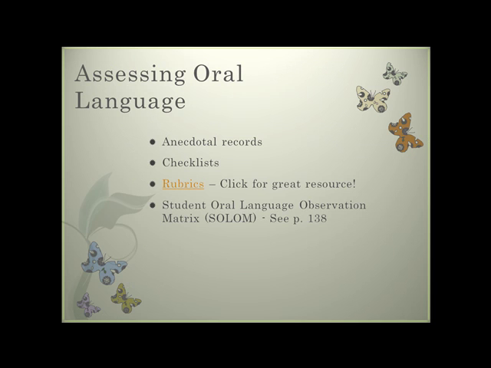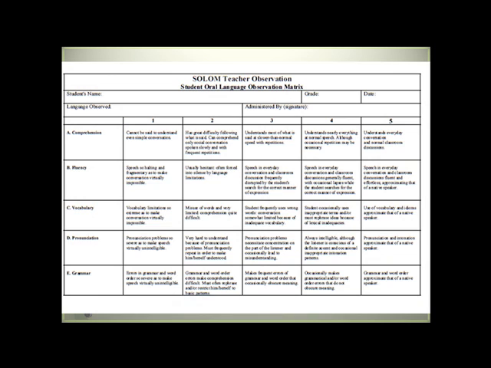You can use anecdotal records, you can use checklists, you can use rubrics. If you click on the actual PowerPoint, you will see that this link that I have on the rubrics will take you to RubiStar. And one other way of assessing your students' oral language is by using the Student Oral Language Observation Matrix. You can go to page 138 in your textbook.